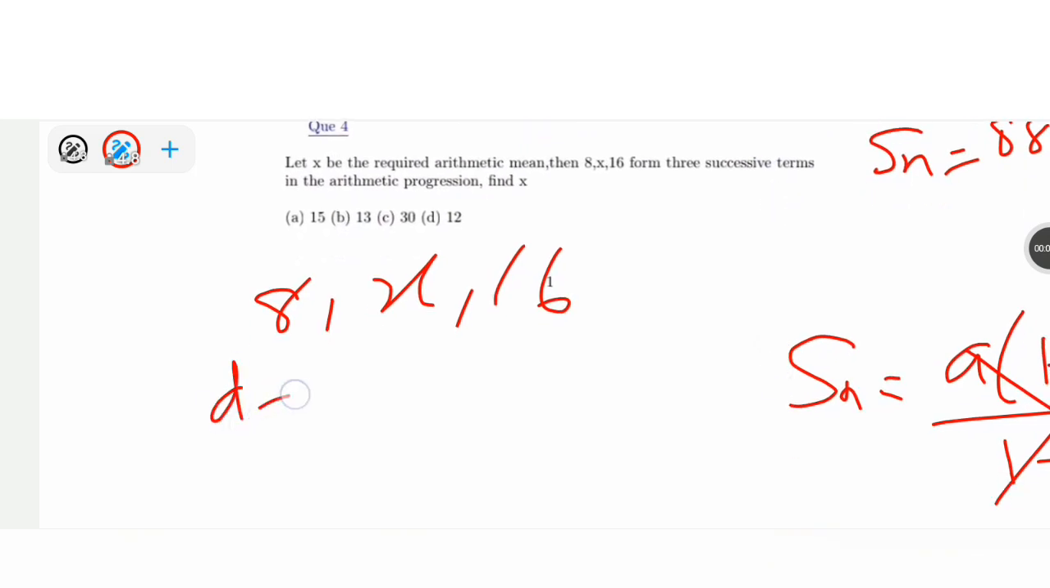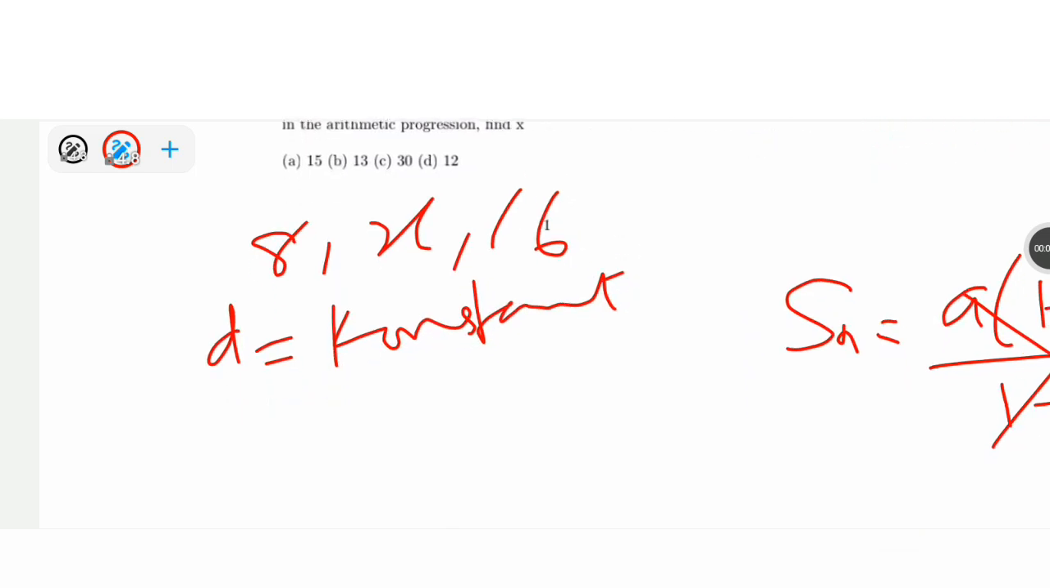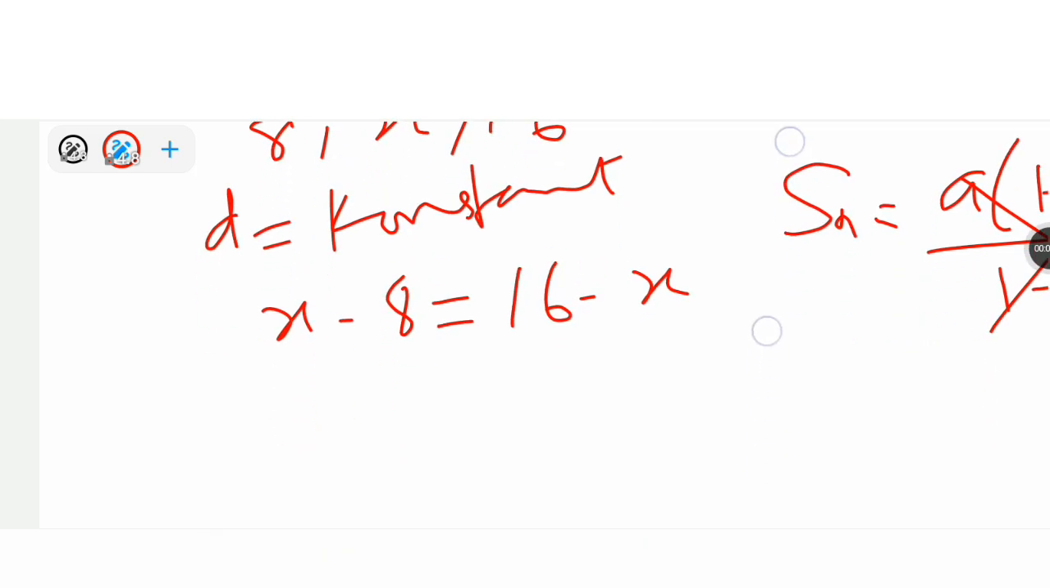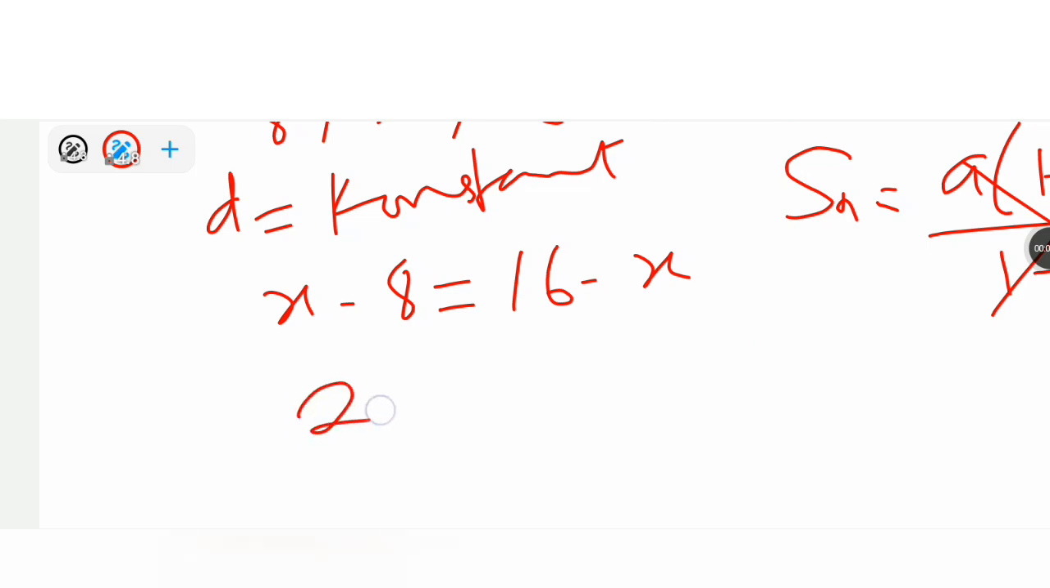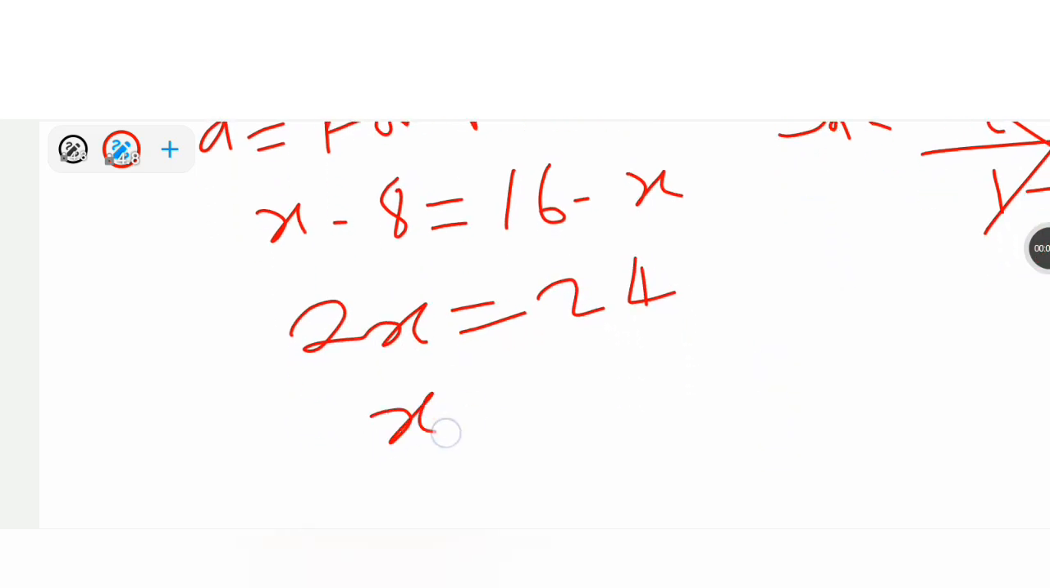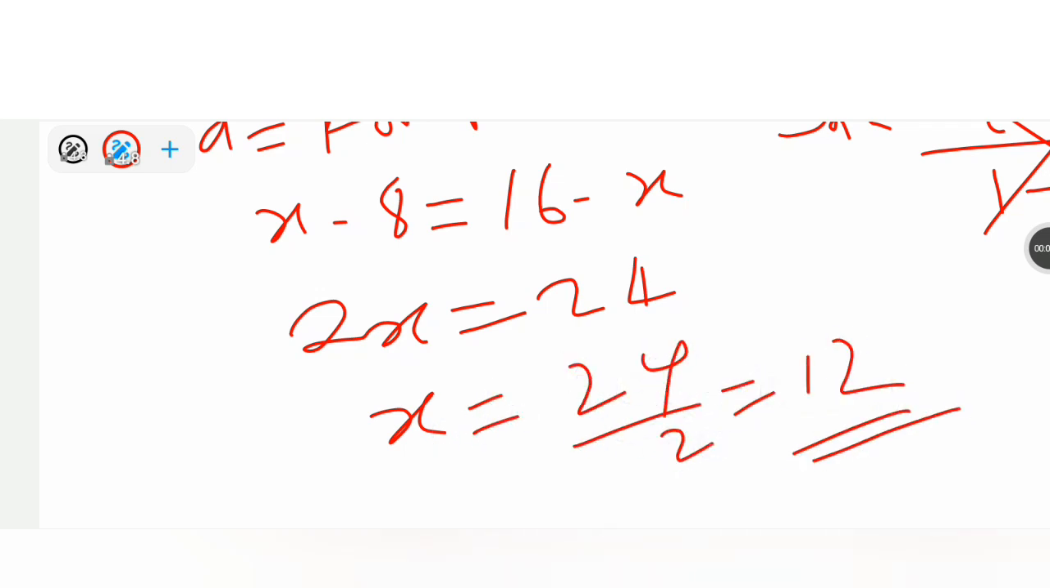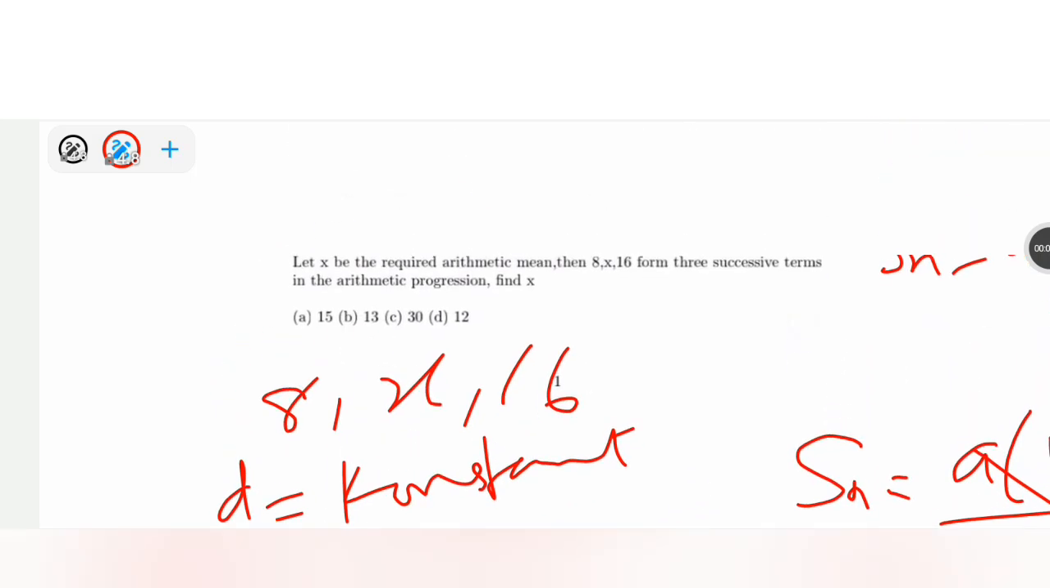So in an AP you have d, which is the common difference. The d is constant, it must be constant, and the d is always the back minus the front. So when you do x minus 8, you must get the same answer as when you do 16 minus x. Back minus front: x minus 8 must give you the same answer as 16 minus x. If you solve this equation, taking like terms, you get 2x equals 24. Then x equals 24 over 2, which is 12. So the value of x is 12. So you can see it here.